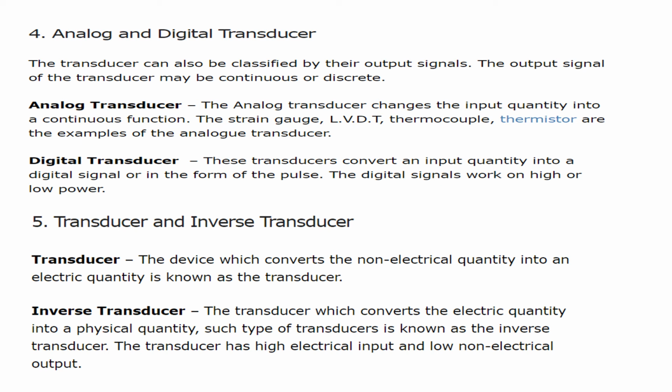Next, fifth, transducer and inverse transducer. Transducer, the device which converts the non-electrical quantity into an electrical quantity, is known as the transducer. Inverse transducer is just the opposite of transducer. The transducer which converts the electrical quantity into a physical quantity, such type of transducer is known as the inverse transducer. The transducer has high electrical input and low non-electrical output.